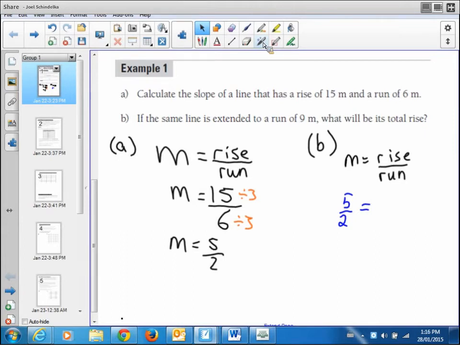Now, you see how this is working here? The same line, so that's why I use the same slope of 5/2, is extended to a run of 9 meters. So the run in this case is 9 meters. So the run goes on the bottom.